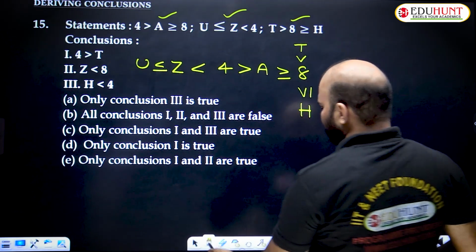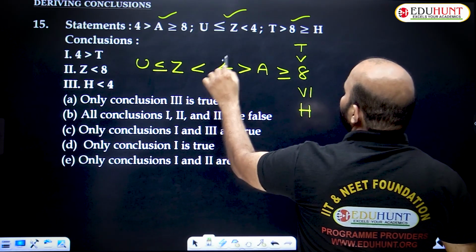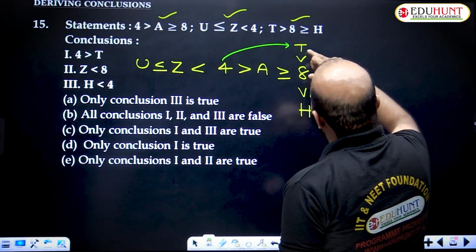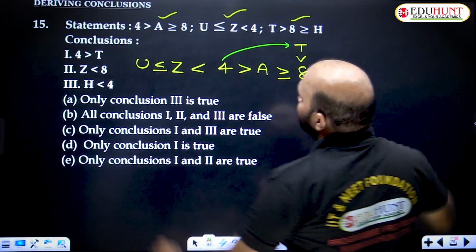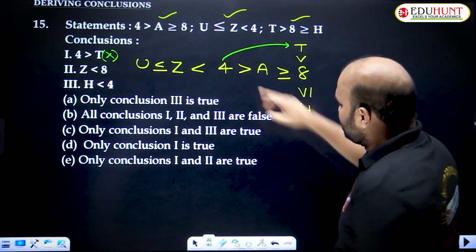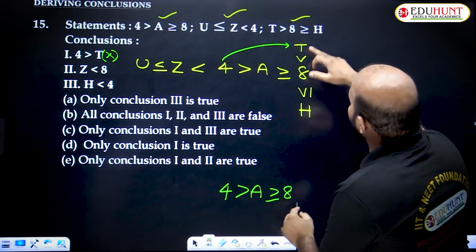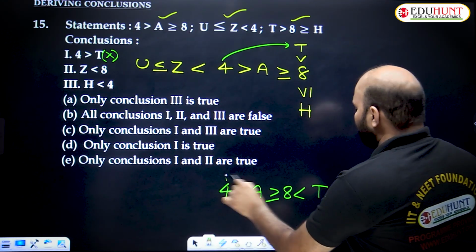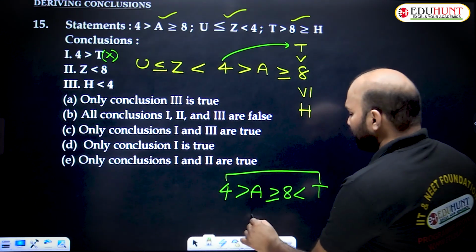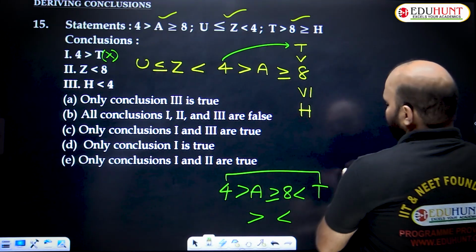So the question I am asking, first conclusion, 4 is greater than T. 4 to T, first 4 to T apply, what are the relations? Greater than, this is greater than or equal to, 8 to T can be written less than, already got opposites. So once opposite symbols are coming, the relation can't be determined. You can write 4 is greater than A is greater than or equal to 8, but 8 to T can be written less than. So 4 to T, three symbols appeared: greater than or equal to, greater than, but greater than and less than are opposites. Once opposite symbols are coming, the relation can't be determined.